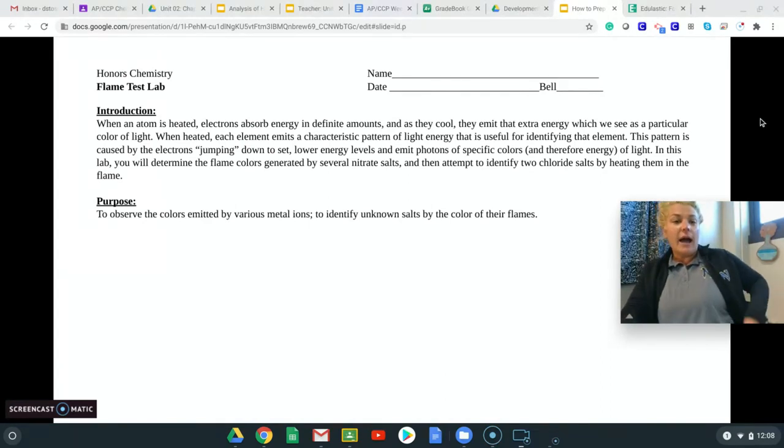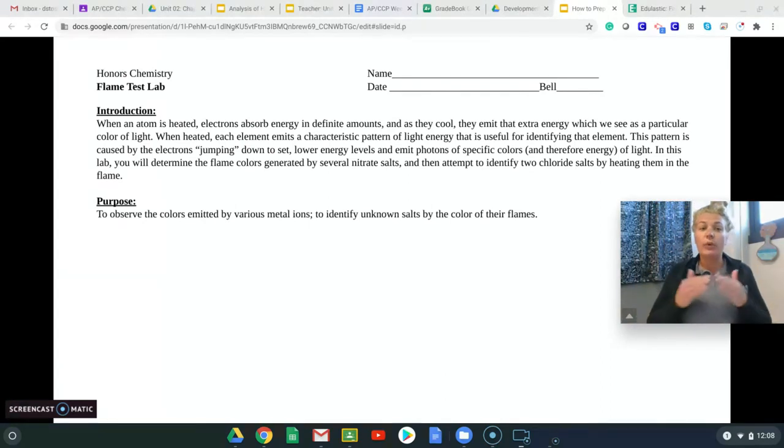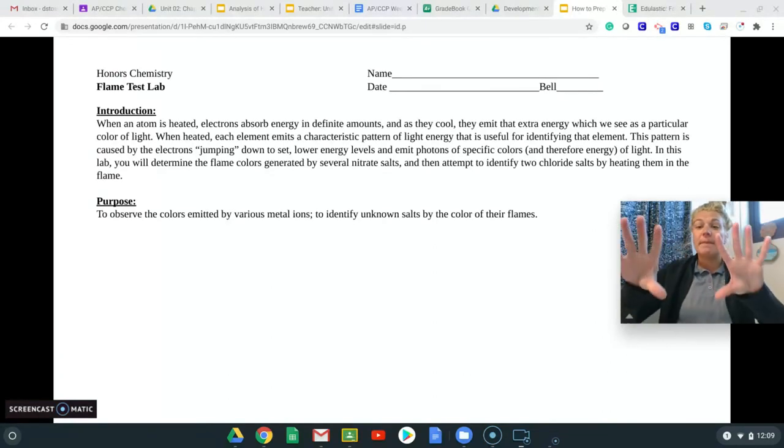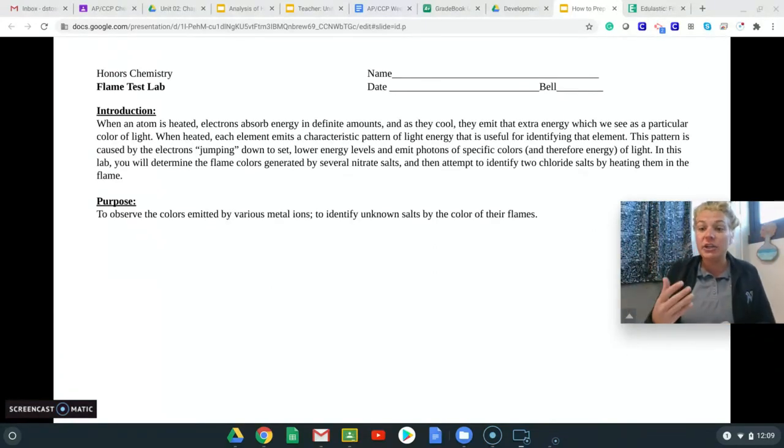Okay, and in this lab, I'm just going to read. It says, when an atom is heated, you have already learned that electrons absorb energy in indefinite amounts, okay? And as they cool, they emit energy. And since some of those energies fall on the color scale that we can see, you'll be able to actually see a color. When heated, each element emits a characteristic pattern of light energy, which we've already talked about in lecture, that is useful for identifying that element.